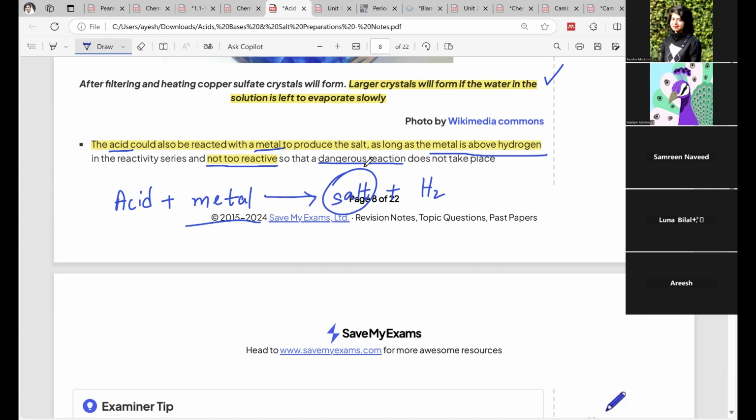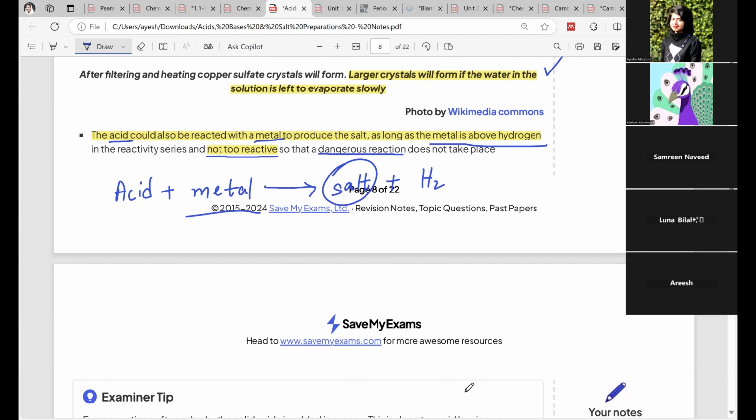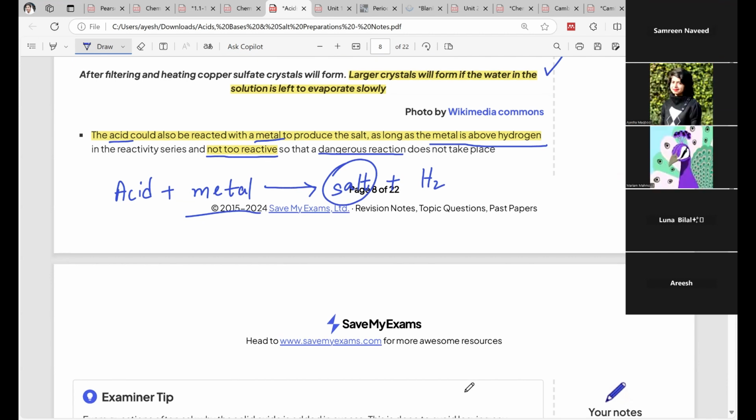But miss, if we wanted to take an example in a paper, then we can? Yes, you can write that sodium and potassium will react with acid to make salt and hydrogen. But you will say, if you want to perform it in the lab, we will not choose sodium and potassium because they are too reactive and dangerous. The reaction is possible, but it is a little dangerous to perform in the lab.